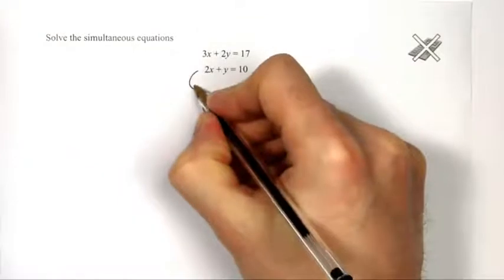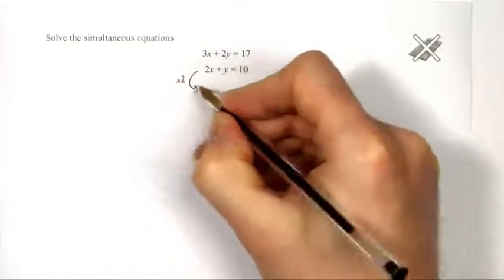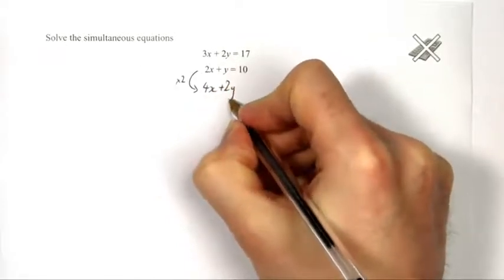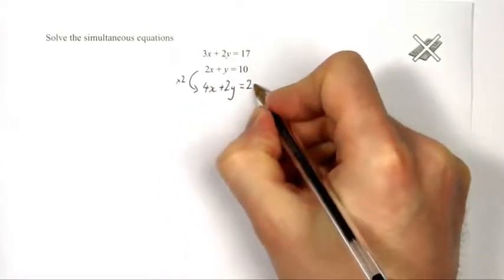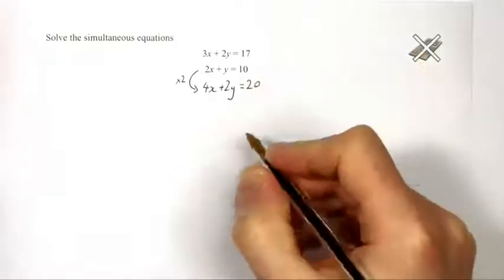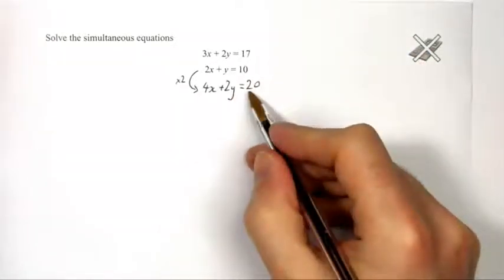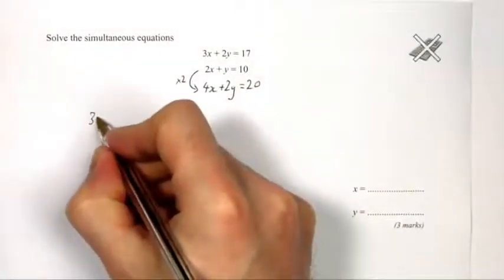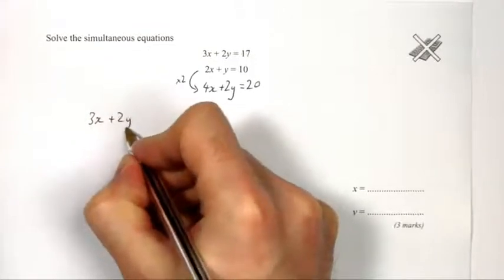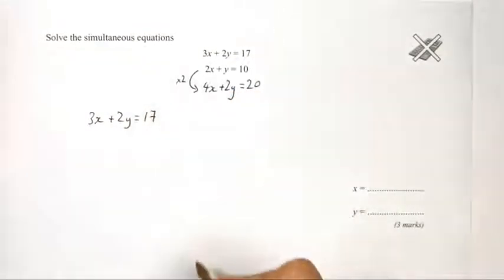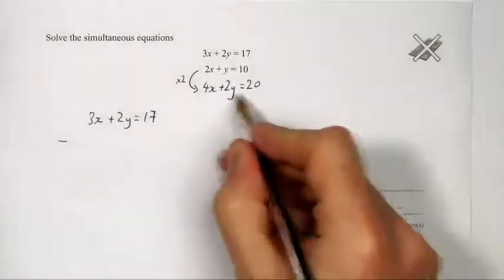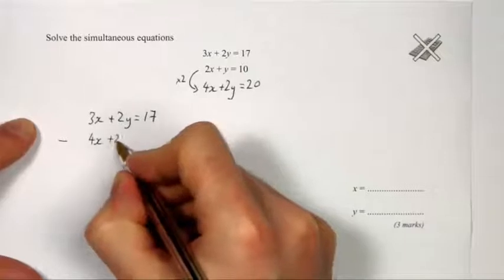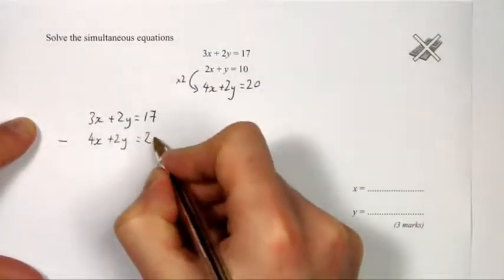Right, so if I multiply this by 2, I get 4x plus 2y equals 20. And now what I'm going to do is subtract this equation from this equation. So I'll write them both out again. So the top one, 3x plus 2y equals 17. And I'm going to subtract this second equation, 4x plus 2y equals 20.